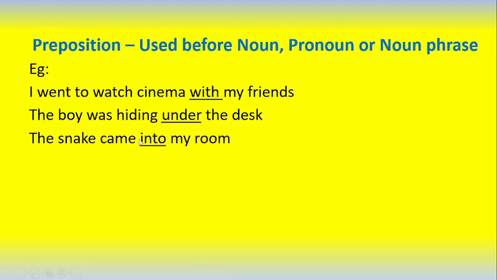Next, the snake came into my room. My room is a noun phrase here, so before the noun phrase, a preposition has been used. The last one, he sat upon a desk. So before the noun, a preposition is used. This is how we use prepositions in a sentence.